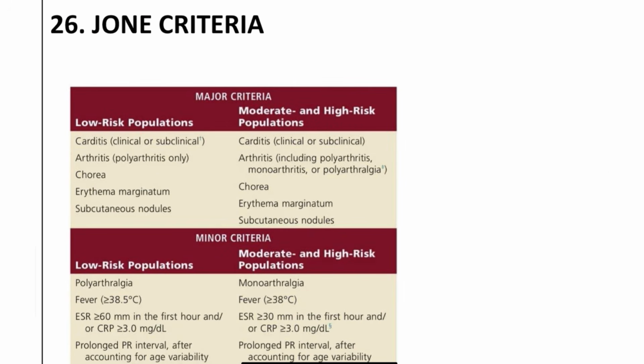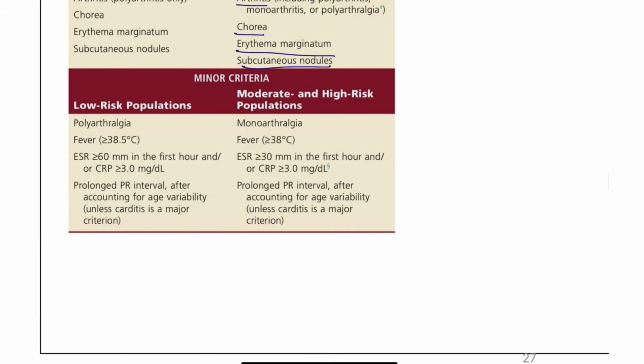Next, Jones criteria. Jones criteria: patients with rheumatic fever, low-risk population and high-risk population. Major criteria: just remember the high-risk, because India is in the category of the high-risk population. The symptoms are carditis, arthritis, chorea, erythema marginatum, subcutaneous nodules. Minor criteria: monoarthralgia, fever, increased ESR and CRP levels, and the ECG showing an increased PR interval in this patient.